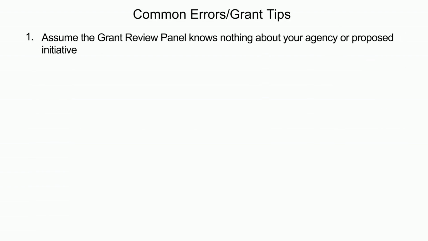First and foremost, as mentioned before, please assume the grant review panel or reviewers know absolutely nothing about your agency or proposed initiative. Provide the necessary context within your application to communicate what your agency's mandate is, what program you are proposing, and how these intersect with the objective of the funding.